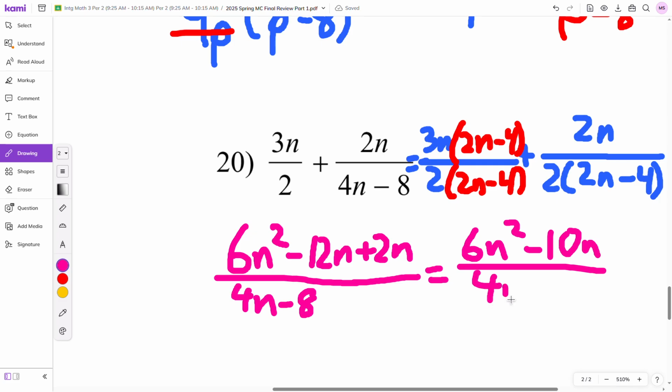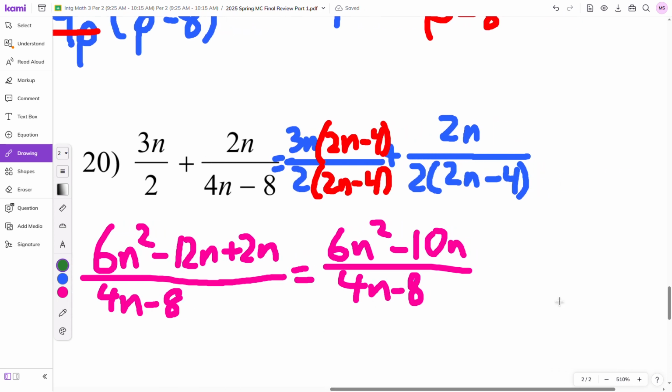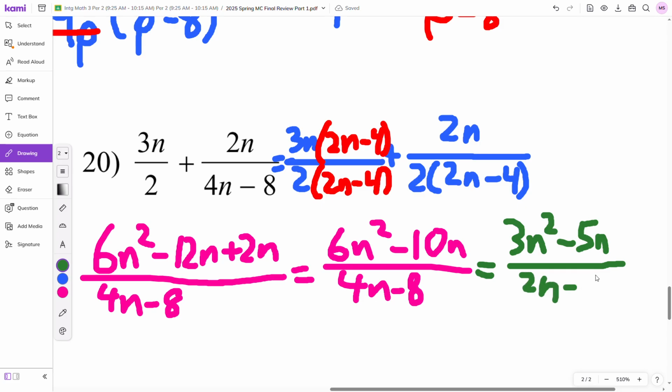And actually, maybe I should have left it as 2 times 2n minus 4 because I can factor everything. I can factor out a 2, so I can divide everything by 2. So let me just divide everything by 2. Same difference. And that's going to give me 3n squared. And yes, I'll leave the n alone. It's fine, because there's no n that factors out in the denominator. And that is all over 2n minus 4. And that is the answer for number 20.